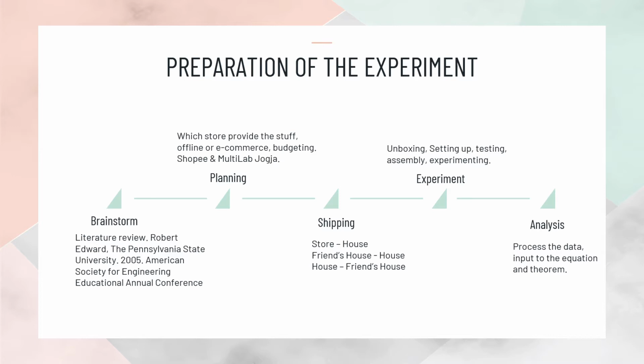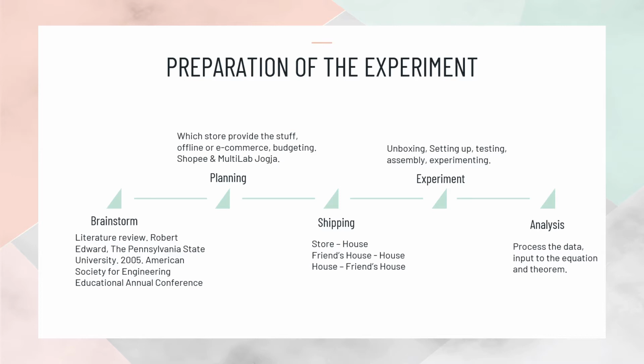Next, we have the shipping. In this process, there is shipping from the store to the house and from a friend's house to my house, because some components were got from an offline store near my teammate's house. Therefore, they should be shipped to my house. And lastly, shipping from my house to the other teammate's house for conducting the experiment.